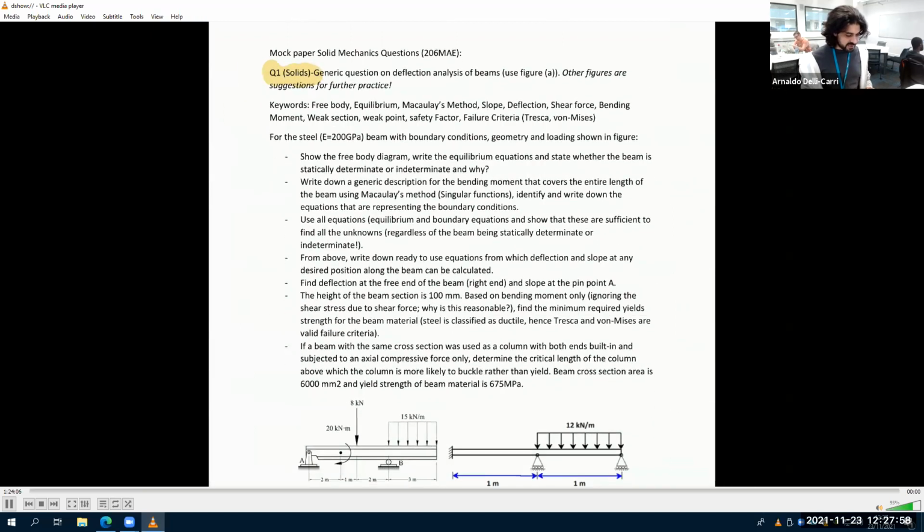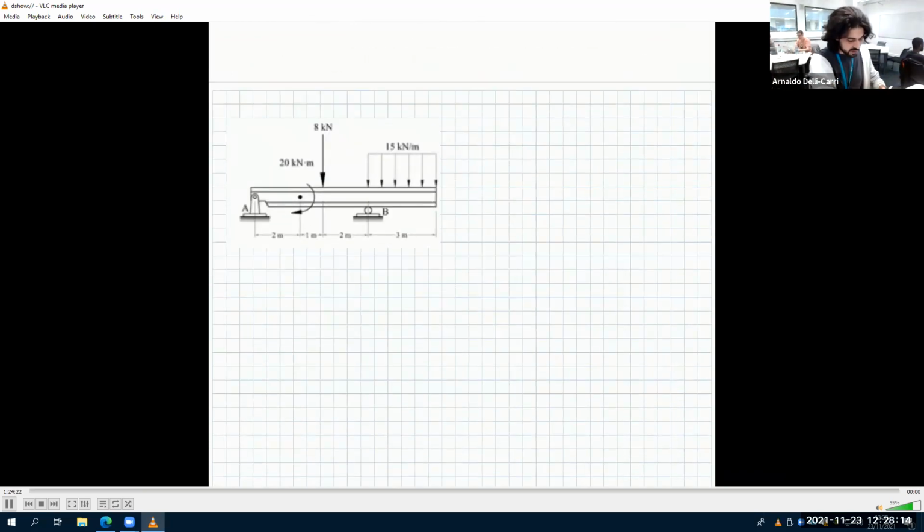So for the steel beam with these boundary conditions, we are doing part A only. Show the free body diagram, write the equilibrium equations, and state whether the beam is statically determinate or indeterminate and why. Now this is first year stuff, so this should be quite easy.